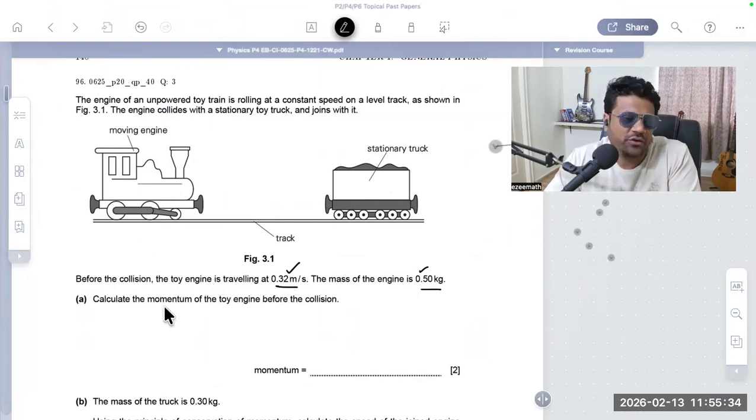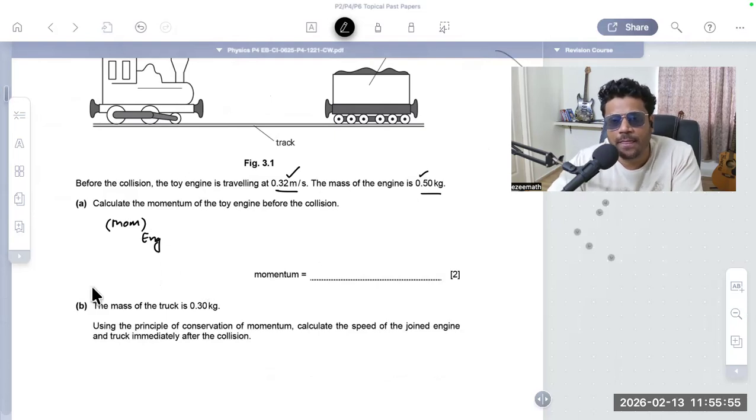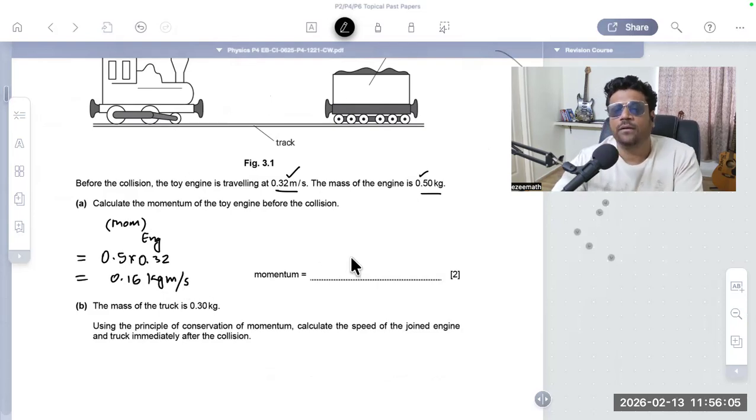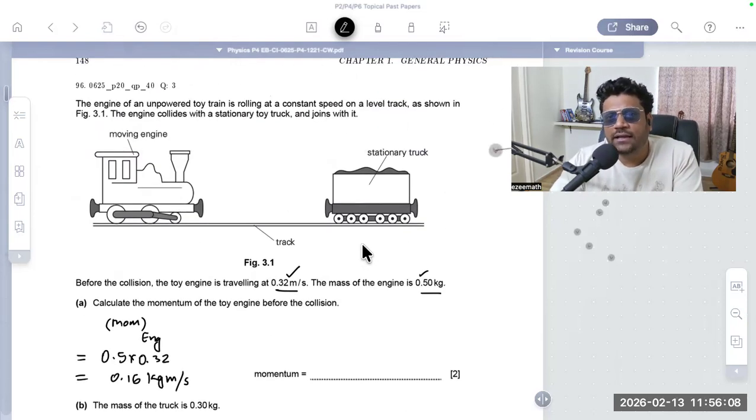You have seen the previous videos and you know that the formula for momentum is mass into velocity. So you've got mass here, you've got velocity, you multiply them, and you get the momentum of the engine before the impact, and it comes out to be 0.5 into 0.32, it's 0.16 kilogram meter per second. Okay. And you can see that the toy truck is stationary before the impact.